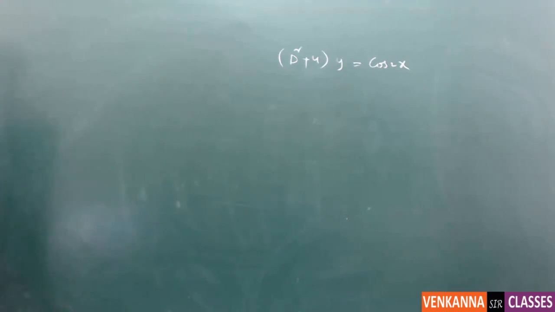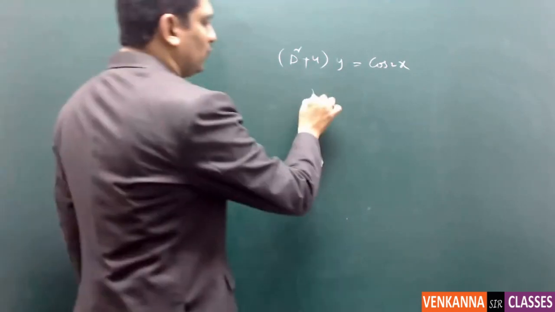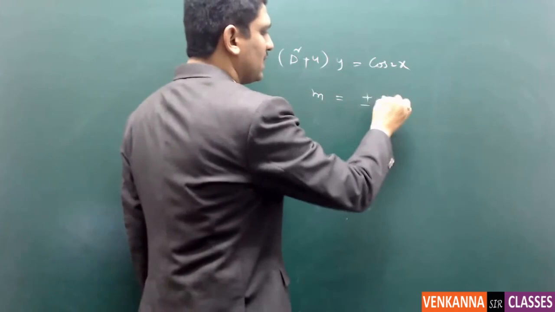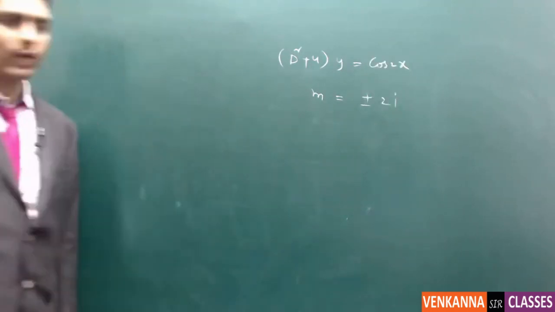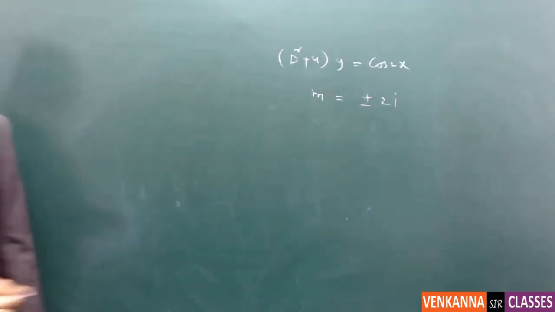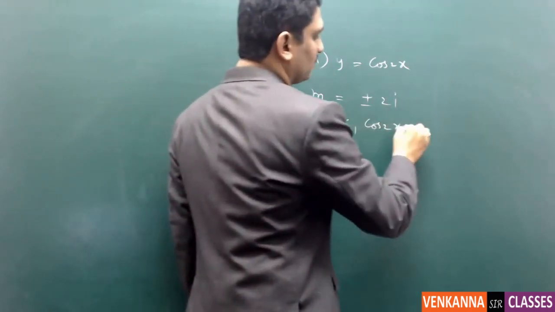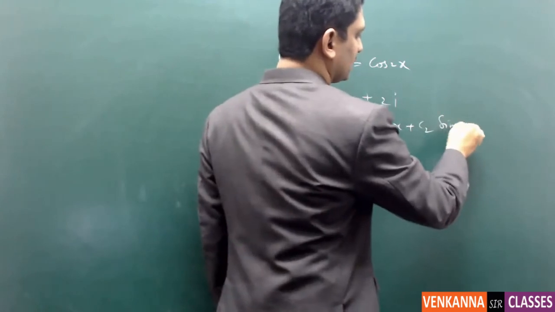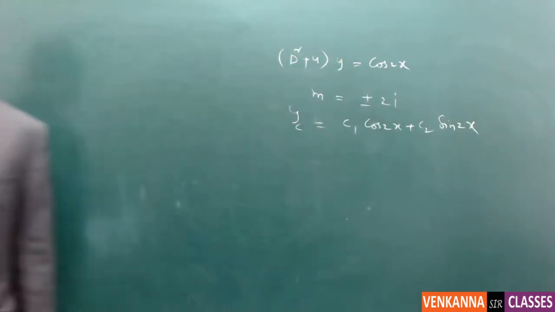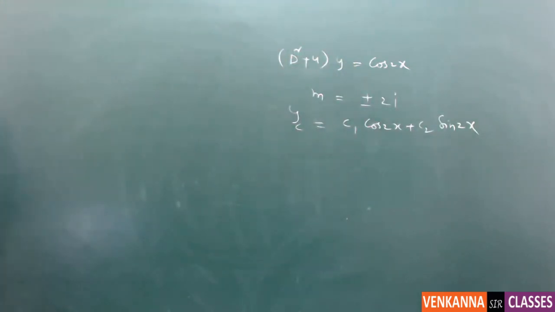So m value, if you consider, it will come as plus or minus 2i. So yc is given by c1 cos 2x plus c2 sin 2x. So all of you agree? Right.